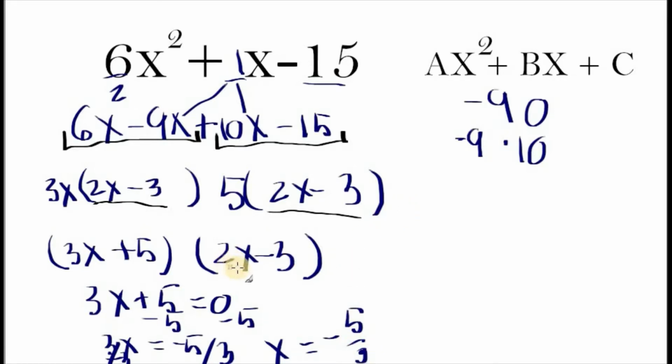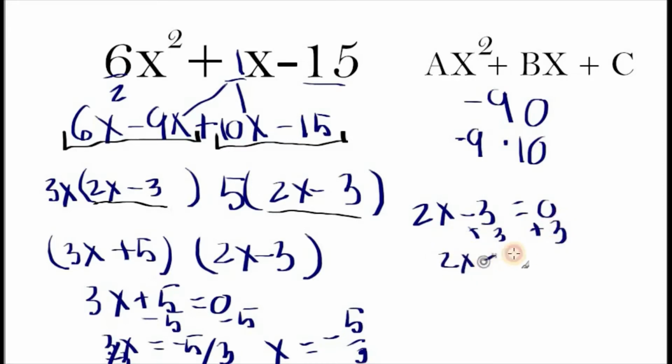And you do the same thing with this number. So you take 2x minus 3 and set it equal to 0. Add 3 on both sides. You get 2x is equal to 3. Divide both sides by 2. And you get x is equal to 3/2.